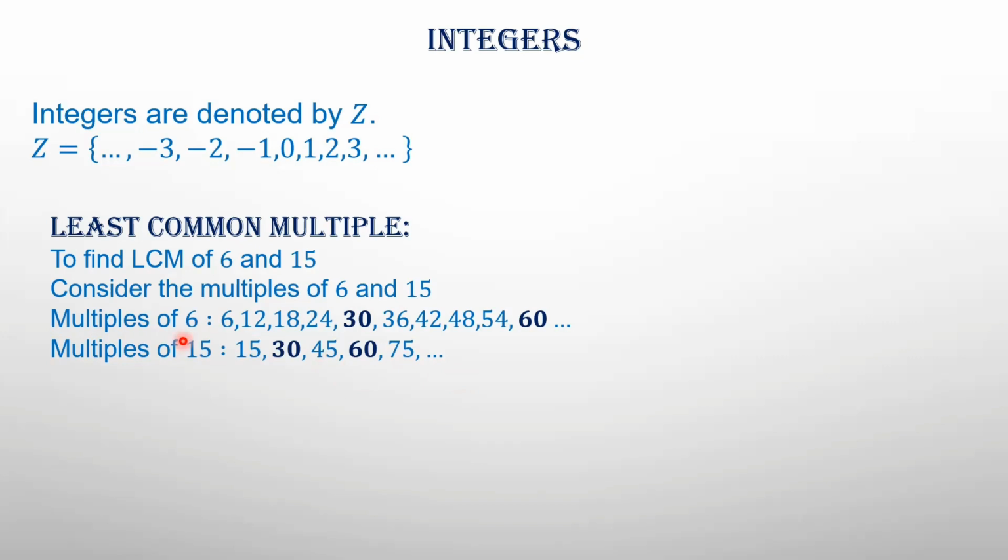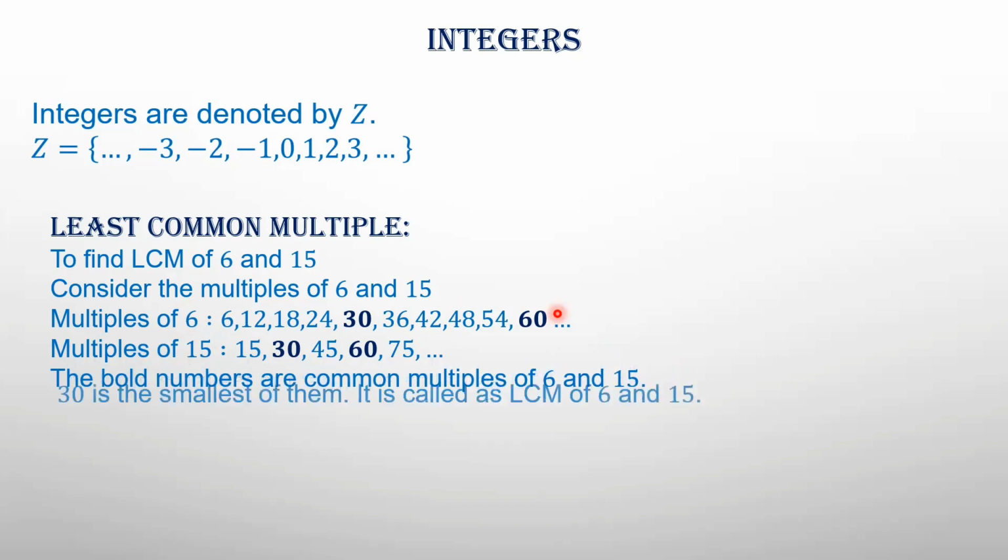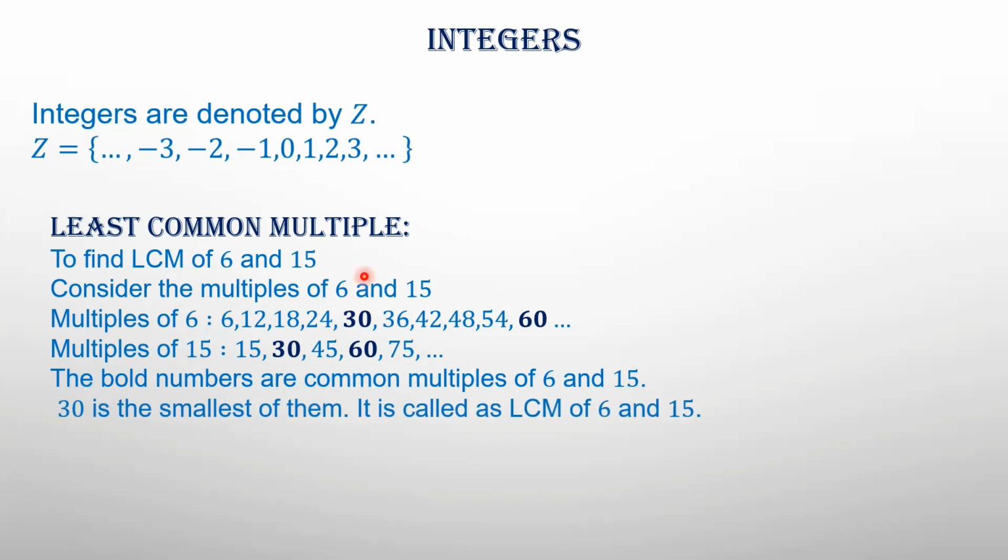To find the LCM, that means least common multiple, firstly we have to find the common multiples of 6 and 15. So these bold numbers are common multiples of 6 and 15. But we have asked for least common, that means the smallest common multiple. So 30 is the smallest common multiple of 6 and 15. So 30 is the LCM of 6 and 15.